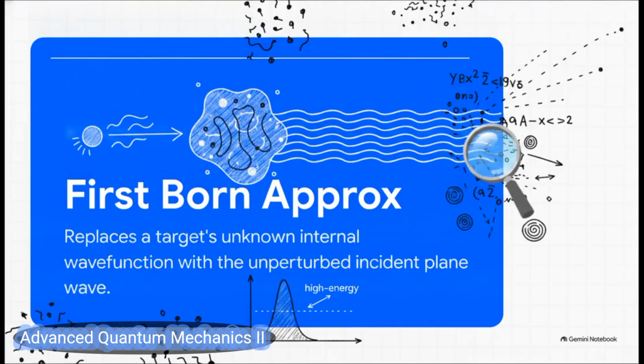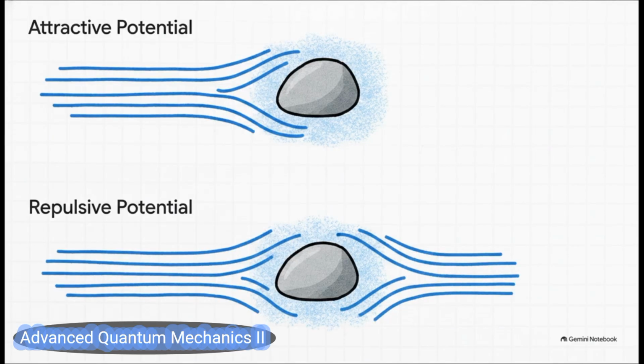When you shoot a tiny particle at a complex target, calculating exactly how the wave behaves inside that target is, well, practically impossible. So, physicists use a brilliant mathematical cheat code known as the first Born approximation. Instead of trying to map out the completely unknown internal wave function of the target, this approximation just pretends the internal wave is an undisturbed plane wave. And surprisingly enough, for really fast, high-energy collisions, this cheat code works beautifully to calculate exactly how the particle is going to scatter. Now for slower collisions, we use something called partial wave analysis.